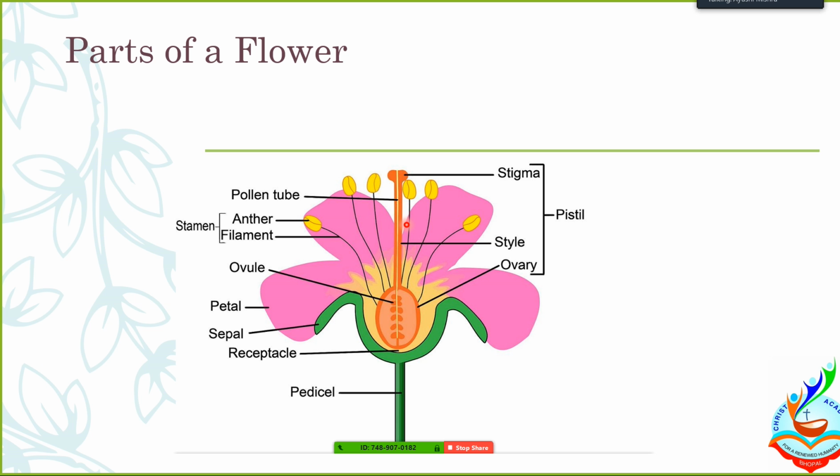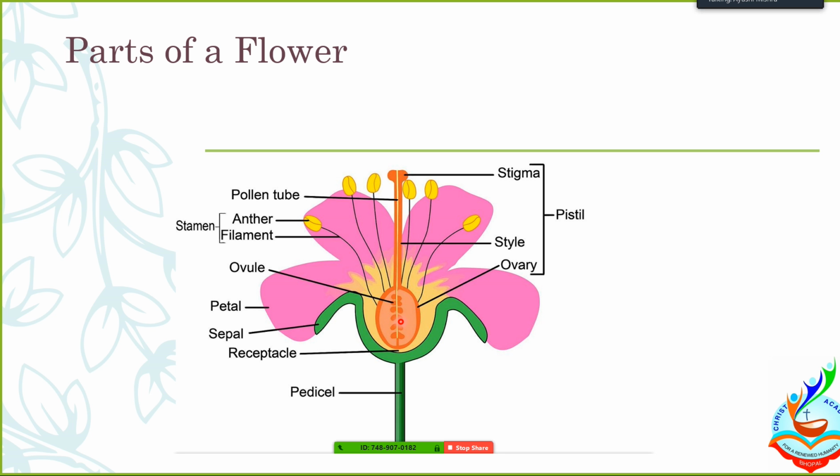Now, the fourth one is gynoecium, this part. Gynoecium is made up of stigma. This part is called the stigma, this part is called the style, and this part is called the ovary. Ovules are situated in the ovary. It is also called the female reproductive part.